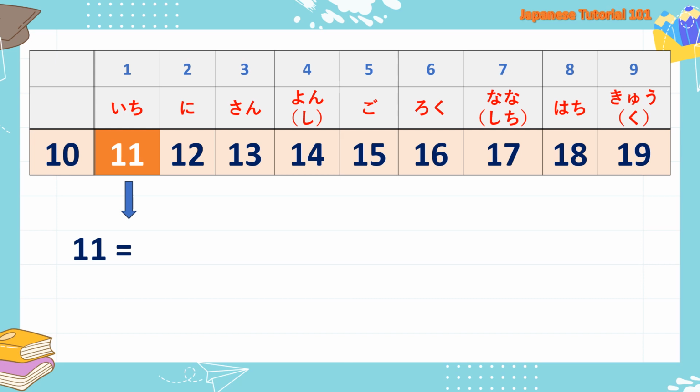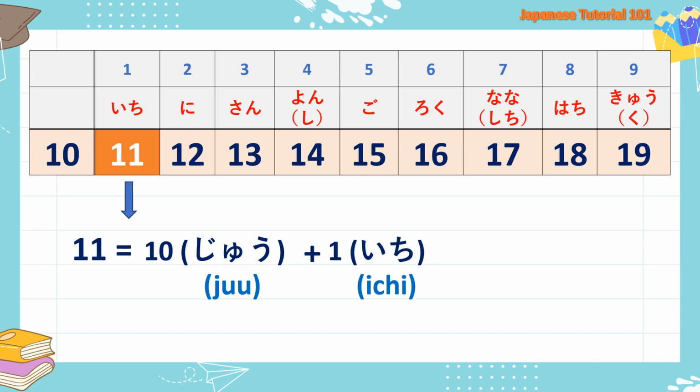The tens position of 11 is 10. So in Japanese, 10. One's position is 1. So in Japanese, 1. So 11 is translated as 11. Now, the same basic pattern applies to expressing other numbers in Japanese as well. So let's see the rest.